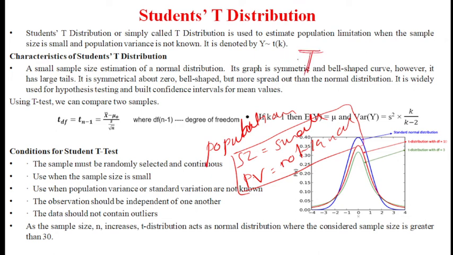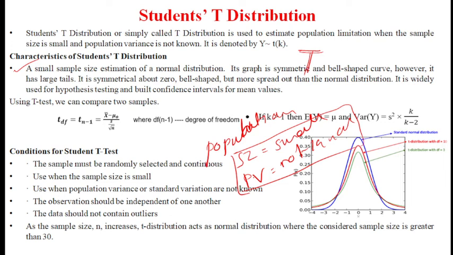What are the characteristics of this student t-distribution? A small size estimation of normal distribution. As I told you, what are the conditions? Small sample size, and the population variance should not be known. By that time only this t-distribution will be applicable. This is one of the characteristics of this t-distribution.